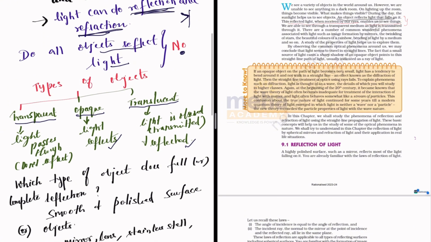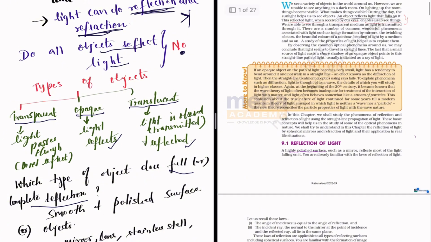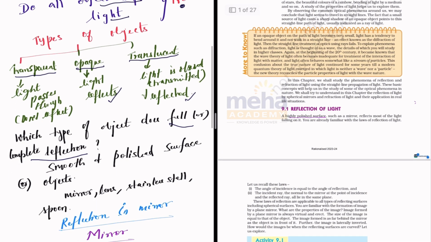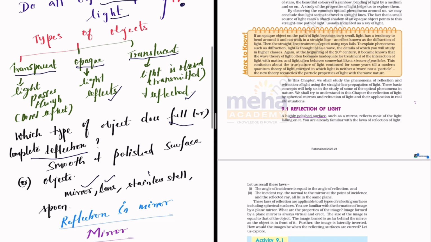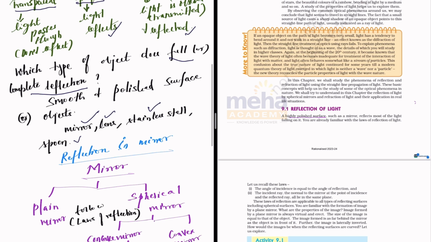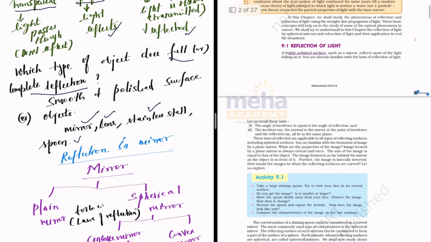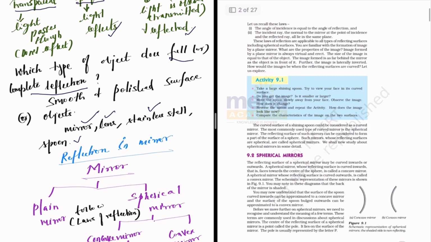Then, which type of object is going to do full and complete reflection? The objects which are highly polished and smooth are going to reflect all the light falling on them. Examples of those substances are a mirror, lens, stainless steel, or a spoon. In this chapter we are going to talk about reflection using a mirror and lens.